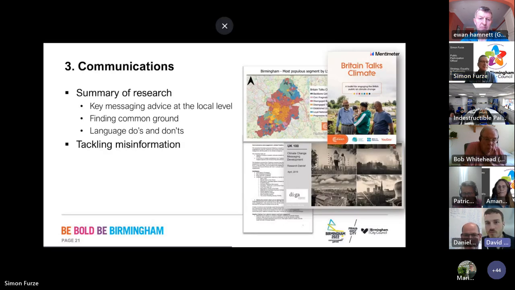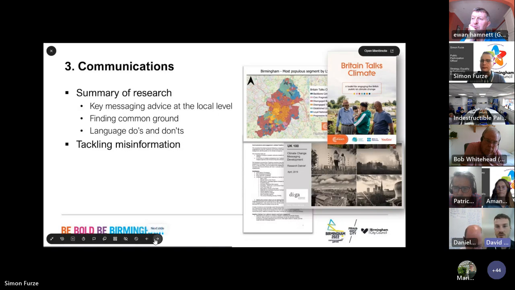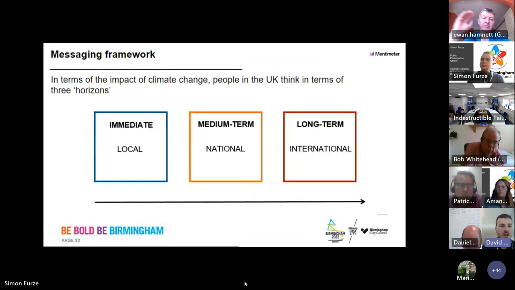Okay, so I'll talk about the next section of the strategy, the section on communications. What this part will hope to cover is a summary of the research that's already out there, what the key messages and advice are for the local level and for local authorities, how we find common ground and messages that resonate with everyone, and what some language do's and don'ts are. I'd also like to talk a bit about misinformation and cover some of that as well. So jump to the next slide, Simon.